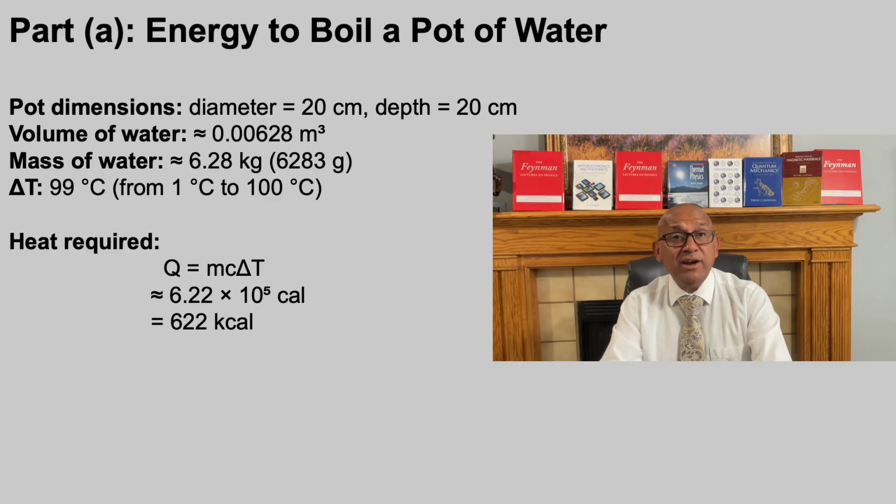Now the temperature rise is 99 degrees Celsius. Using Q equals m c delta T, the heat required becomes about 6.22 times 10 to the power 5 calories or 622 kilocalories. That is equivalent to 2.6 megajoules or about 0.72 kilowatt hours of energy.